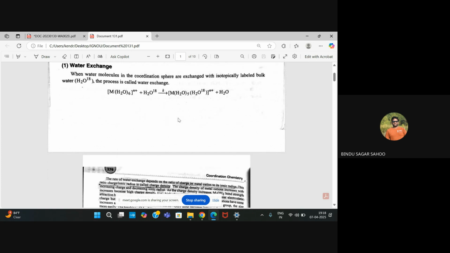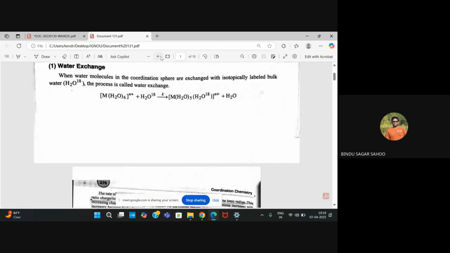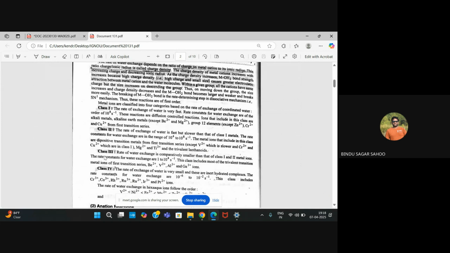So now we will classify the metal atoms: which types of metal atoms will do this type of water exchange reaction in a faster way, and which types of metal complexes will do the water exchange reaction in a slower way. The classification has four classes: class 1, class 2, class 3, class 4 metals. The class 1 metals make the water exchange at a faster rate, and the class 2 metals make the water exchange at a slower rate. It will be very slow. It will behave just like an inert complex.